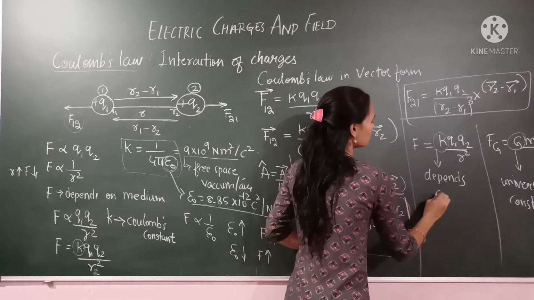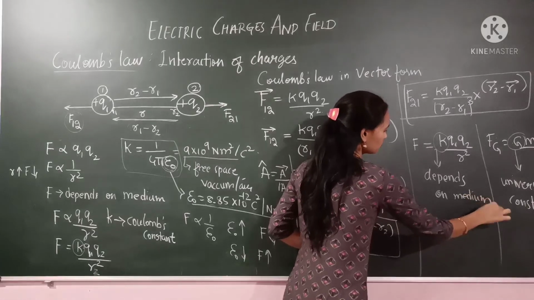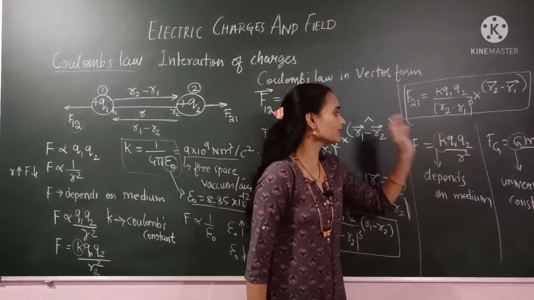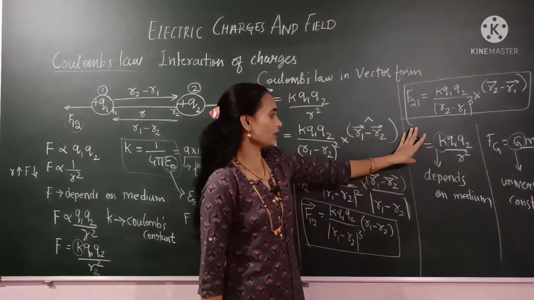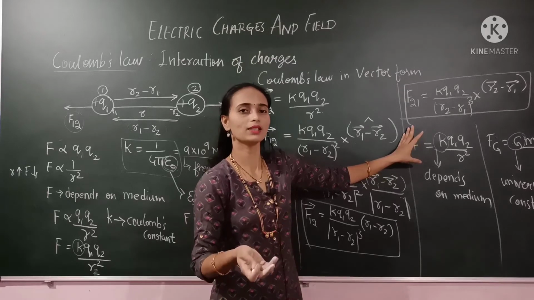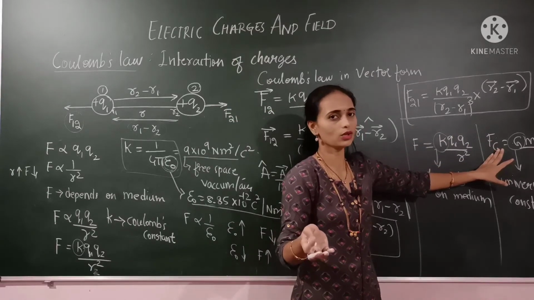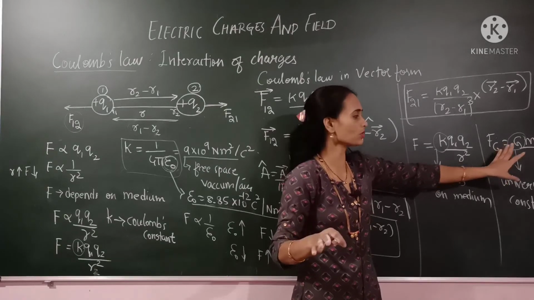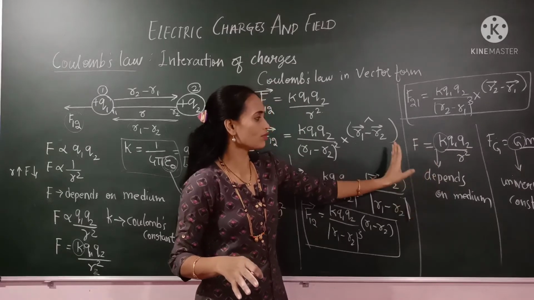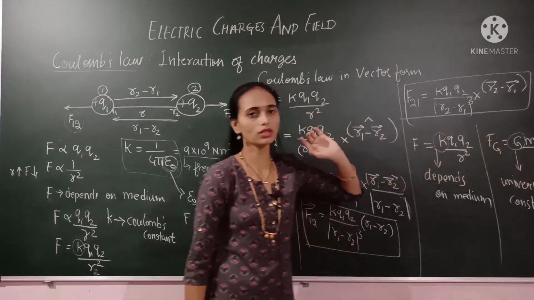So K depends on the medium. This is some of the differences and similarities. The electrostatic force shows both attractive force as well as repulsive force, but the gravitational force shows only attractive force. There is no repulsive force in the gravitational force. So these are some of the similarities and differences between the electrostatic force and the gravitational force.